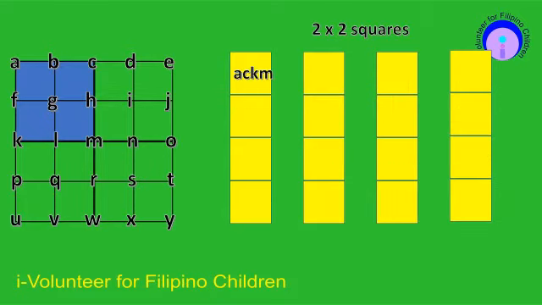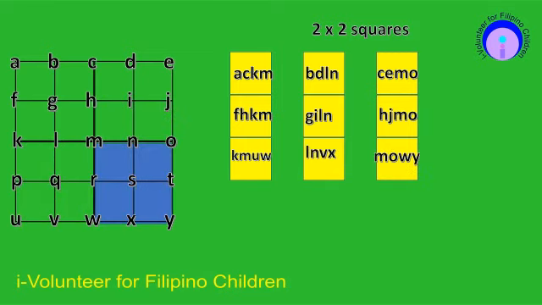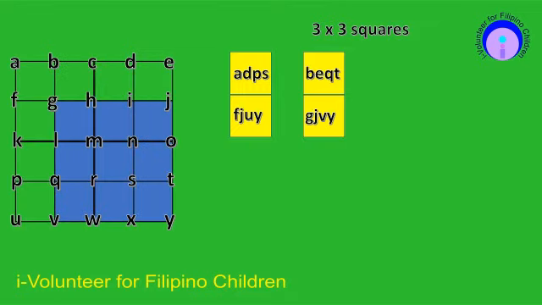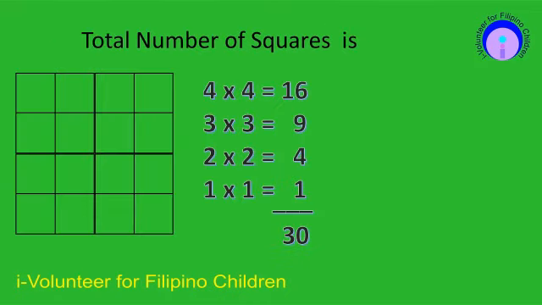Let's count the 2 by 2 squares. 3 times 3 equals 9. Ang isusunod natin ay ang mga tigtatatlo. We can form 1, 2, 3, 4. The last one will be the biggest square, composed of 4 by 4 squares. For a 4 by 4 square, we can form 30 squares.